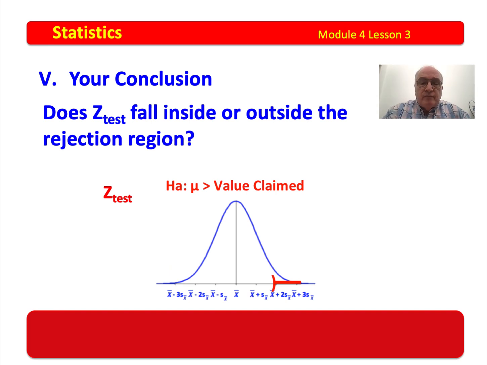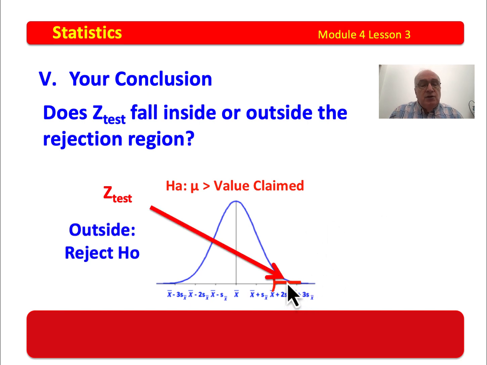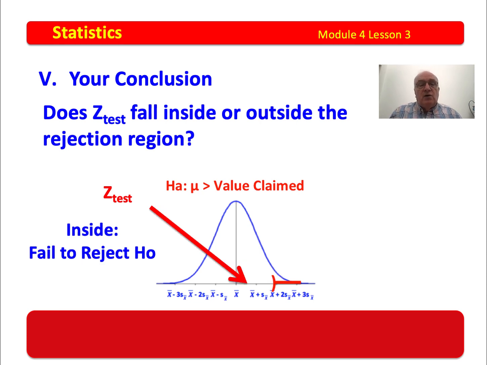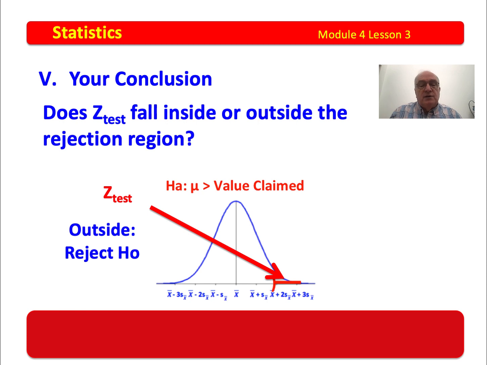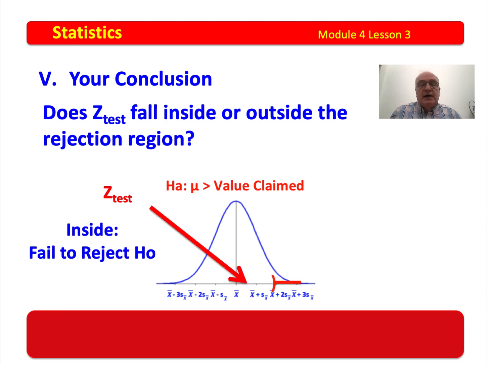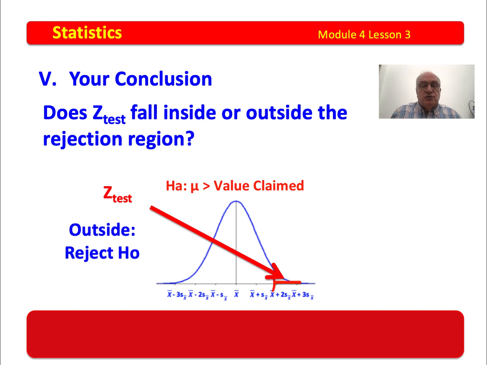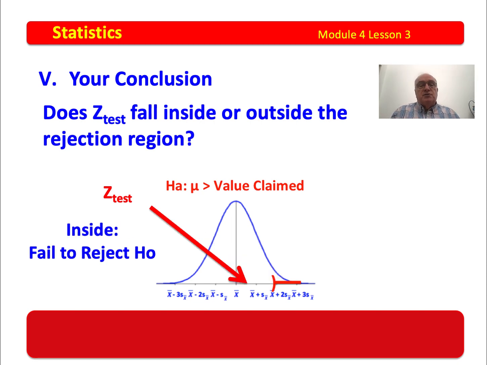Your conclusion. Does the z-test fall inside or outside the rejection region? That's why your picture is so important. If your z-test falls inside the rejection region, you reject H0. And if you reject H0, then you in fact have established HA. That's mathematical logic. If the z-test falls outside the rejection region, then you fail to reject H0. So, it's really not hard. If you're in the rejection zone, you reject H0. And if you're in the acceptable region, then you fail to reject H0. Two conclusions, reject H0 or fail to reject H0.